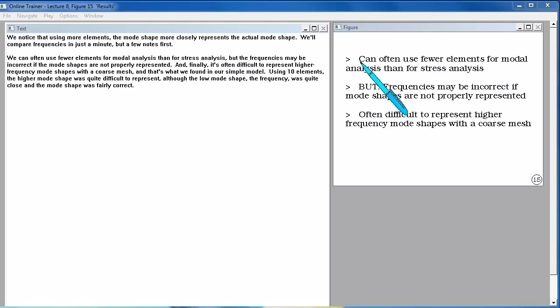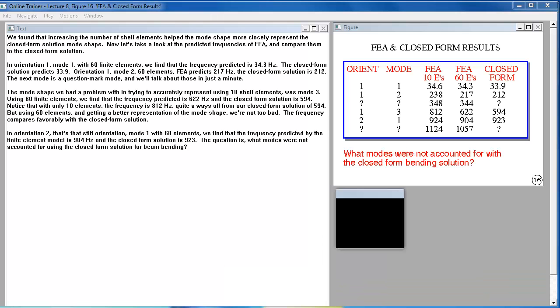We can often use fewer elements for a modal analysis than for a stress analysis. But the frequencies may be incorrect if the mode shapes are not properly represented. And finally, it's often difficult to represent higher frequency mode shapes with a coarse mesh. And that's what we found in our simple model. Using 10 elements, the higher mode shape was quite difficult to represent, although for the low mode shape, the frequency was quite close and the mode shape was fairly correct. We found that increasing the number of shell elements helped the mode shape more closely represent the closed form solution mode shape.